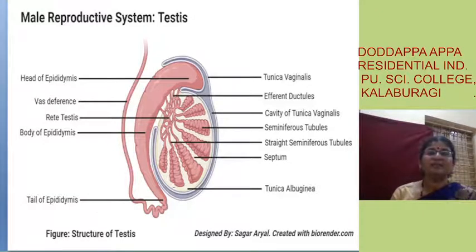Here the internal structure of the testis has been shown. These are the highly coiled seminiferous tubules which are present in the testis. These seminiferous tubules will form the rete testis. This network of tubules is the rete testis, and the rete testis will form small duct-like structures which are called vasa efferentia, or efferent ducts.